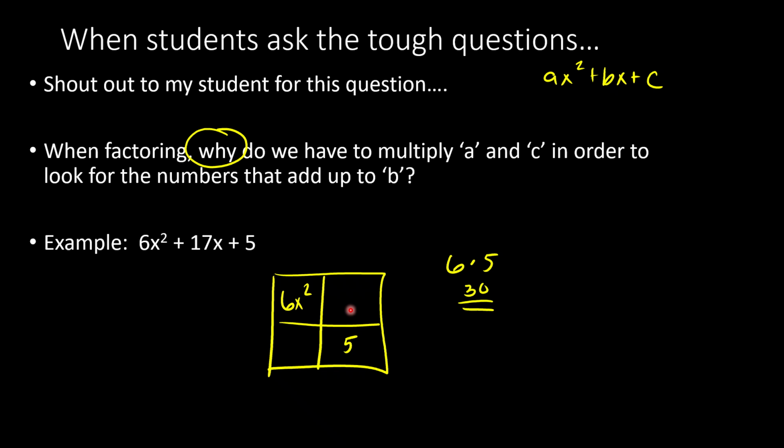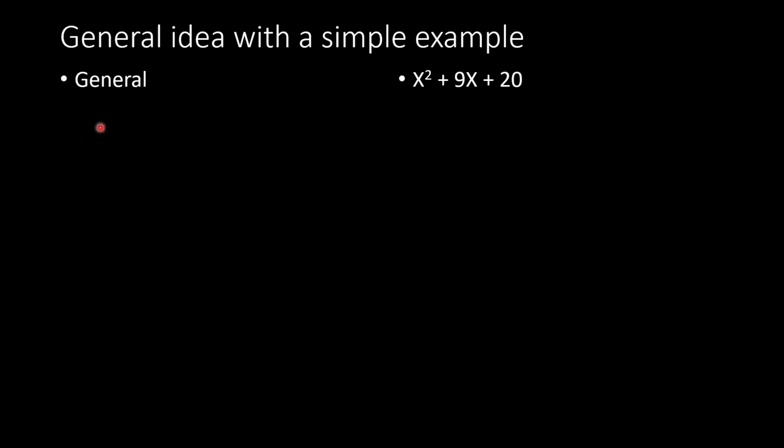Like, why do we have to do that? Why not multiply by something else, or just pick a bigger number, or not multiply at all? Why do we have to multiply those two numbers together in order to ensure that we'll get the right pair? So what I want to do here is try to give a general idea of what's happening, and then look at a simple example to see how the concepts are playing out, and then try to go back to that other example again.